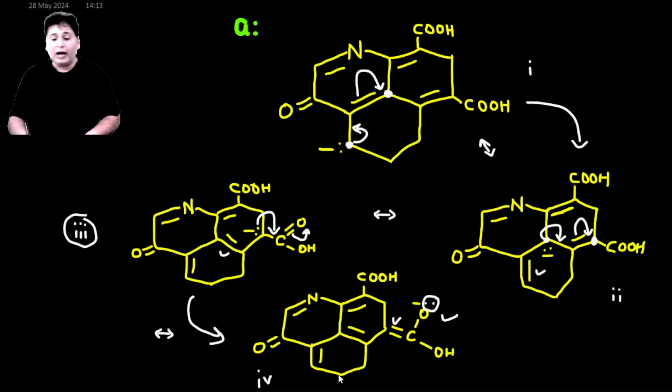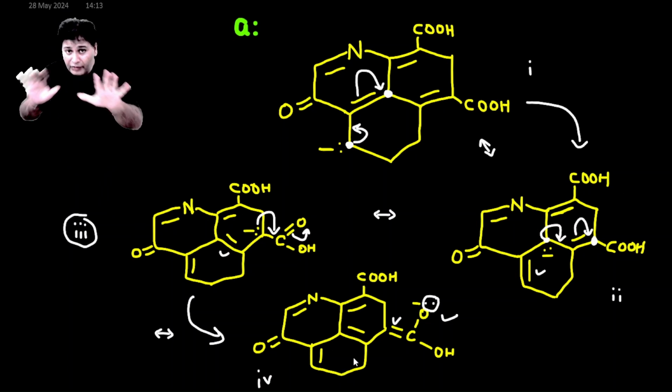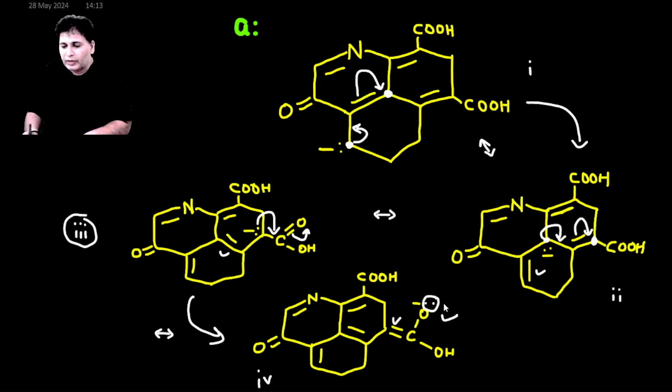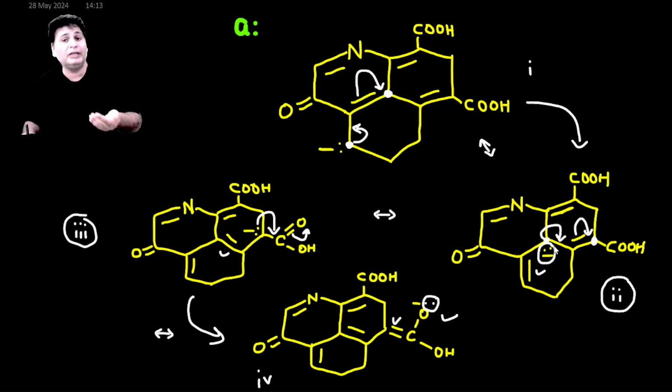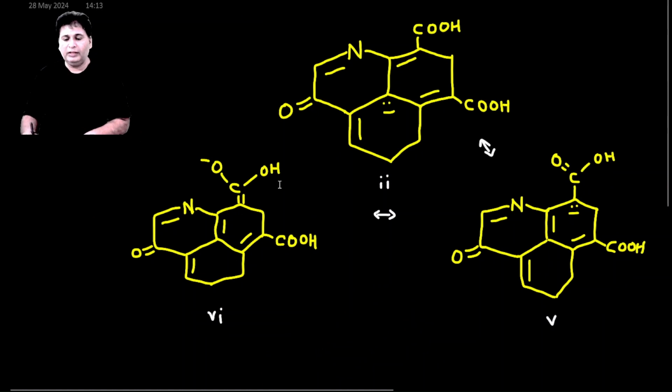Okay, now is there any more possibility of resonance associated with this anion? Let us try to find. 4 we have already drawn. Now if you see the anion 2, the resonating structure 2, we have delocalized this negative charge, as you can see. Now there is another possibility as well. You could have delocalized it the other way as well. How? Let us try to see in our next slide.